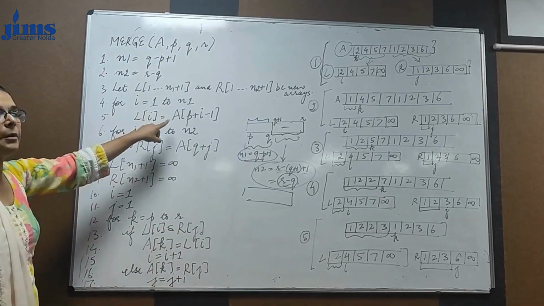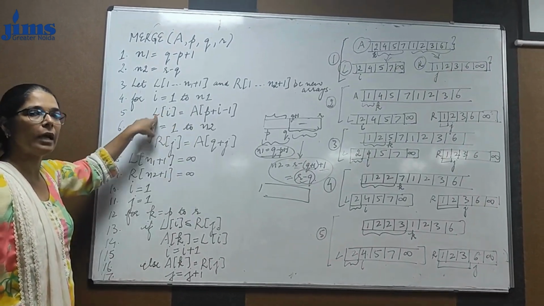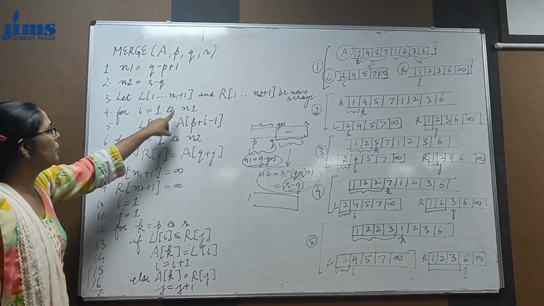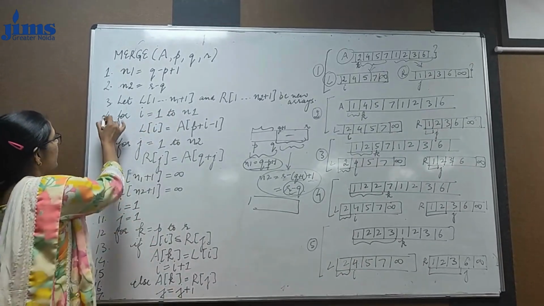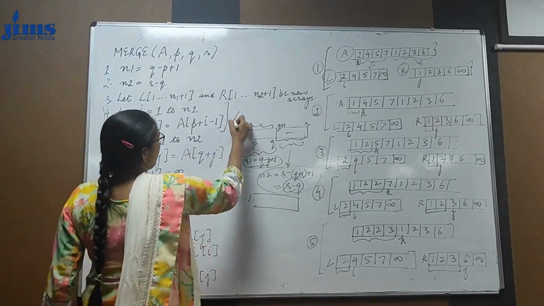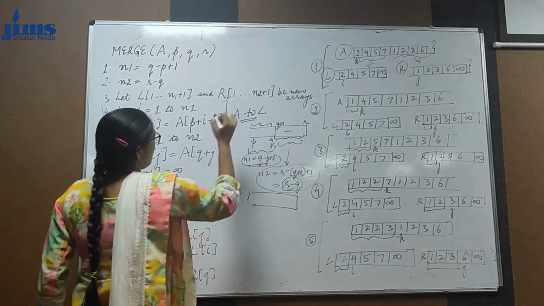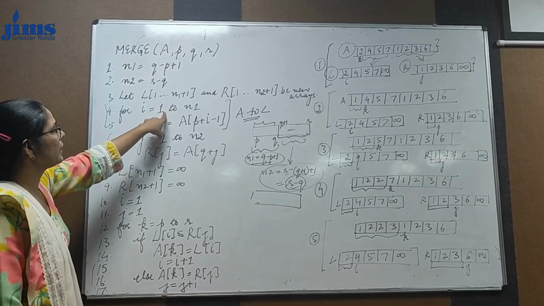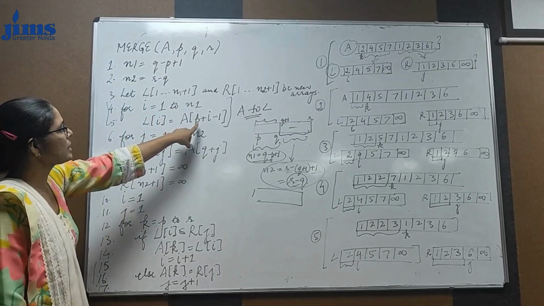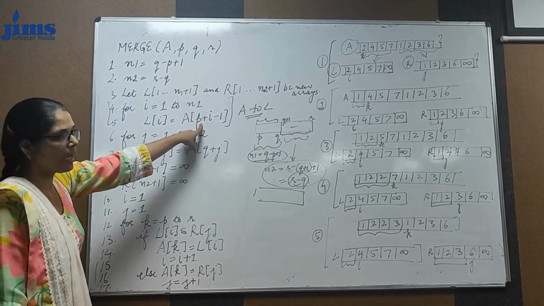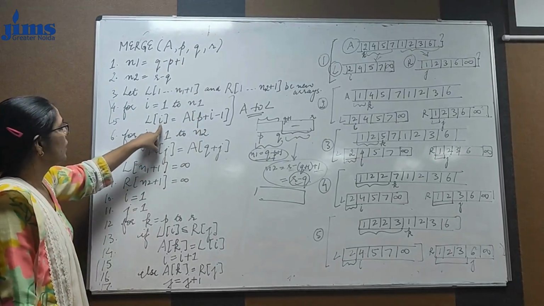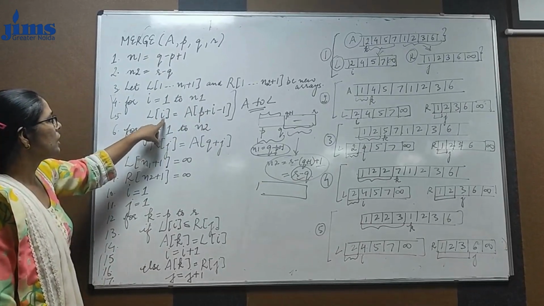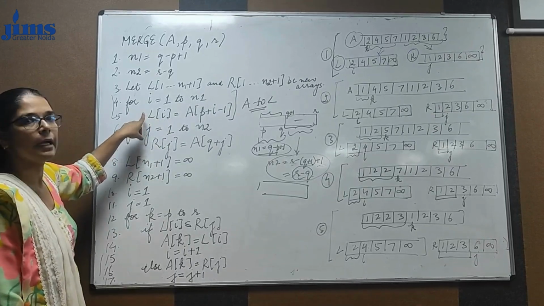Now what we shall be doing? We shall be copying the values from A into L and from A into R. Fine. Now lines 4 and 5 are copying the values from A to L. How many values are to be copied? N1 values are to be copied. So the loop is from I equal to 1 to N1, and what is the starting index of A? That is P. So the value A of P plus I minus 1 will be equal to the value Li of the array L.